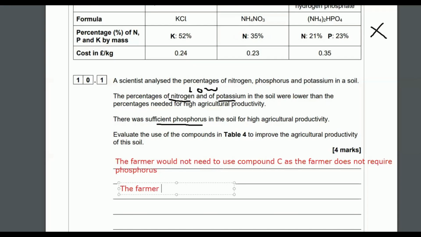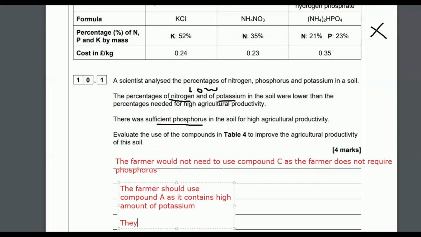However, the farmer should use compound A and B, and you need to write that down and explain that. Why? Because they're low in potassium, and compound A has 52% potassium, and compound B will give you all the nitrogen you need. Plus, compound A and B are cheaper than compound C. So as long as you take all of those things into account, you're going to smack out the 4 marks.